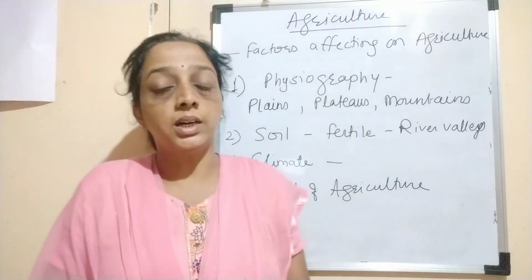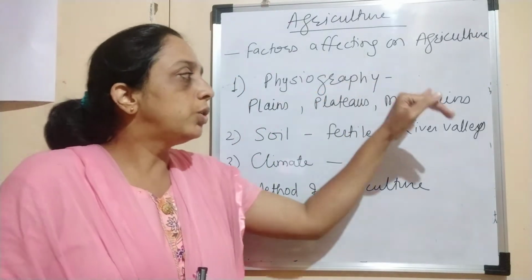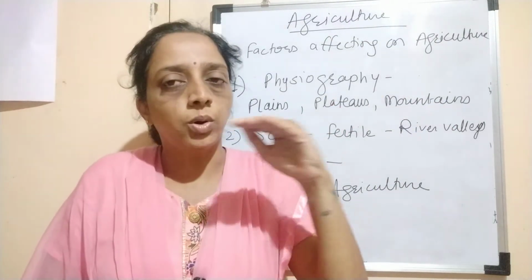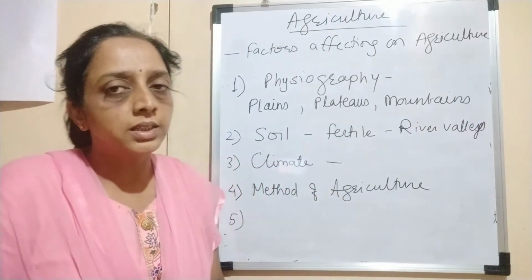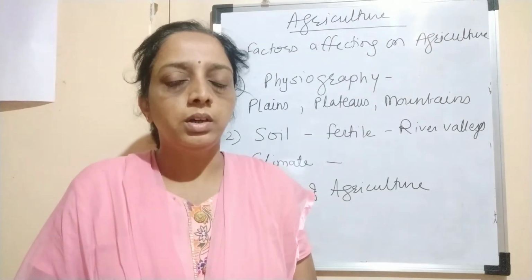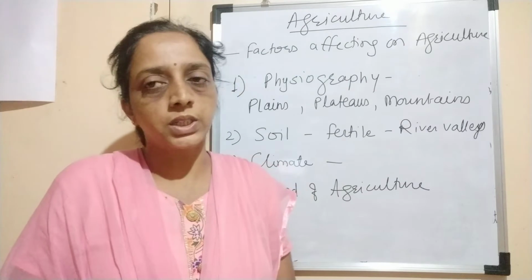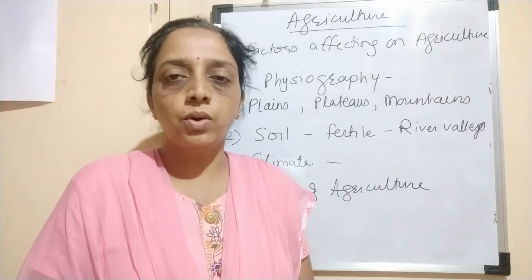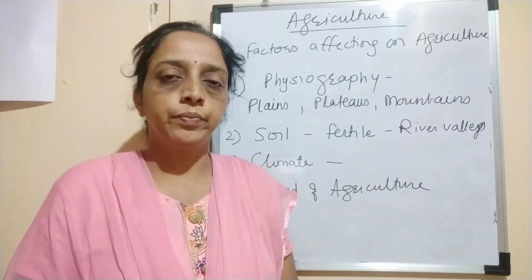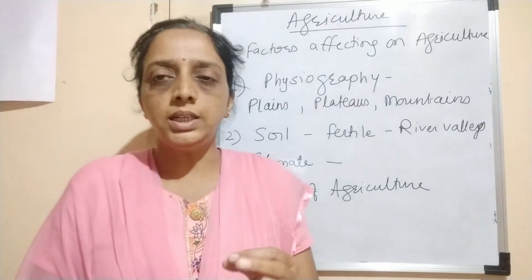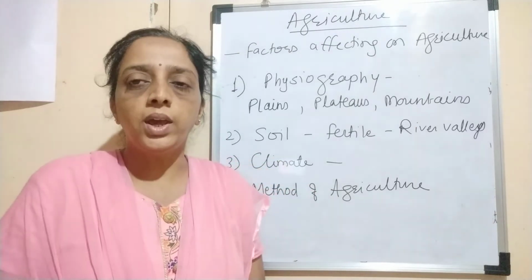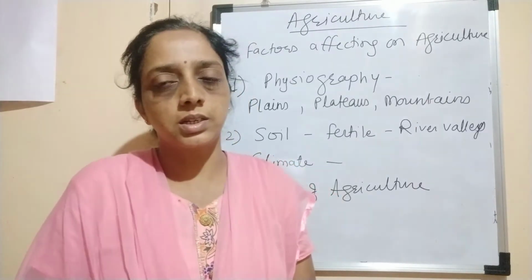Plateau areas are higher than plains but lower than mountains in height. Plateaus have a flat top, and in these areas agriculture can be practiced. In plateau areas especially, the Regur type of soil, also called black cotton soil, agriculture can be practiced. Plain areas are the most favorable physiographic division where agriculture is practiced.